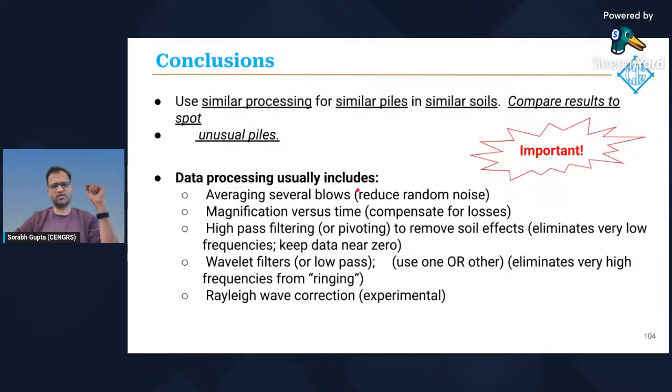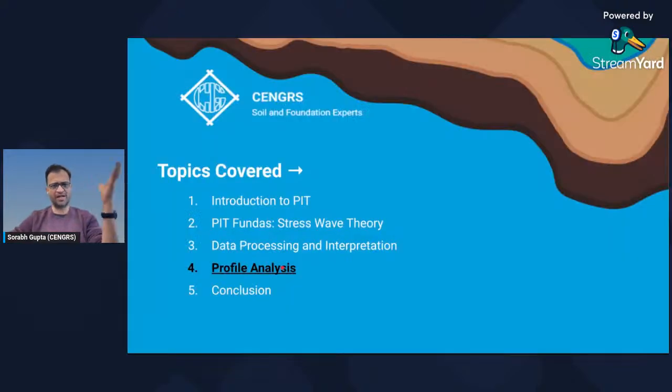Data processing usually includes averaging several blows. We talked about this. It's very important to take a lot of blows and average them to remove noise from the data. We talked about magnification versus time. We talked about high pass filtering to remove the effect of soil. We talked about wavelet filtering to remove high frequencies from ringing. We did not talk about relay wave correction, but it is very similar to using wavelets. So that's PIT interpretation in a nutshell.